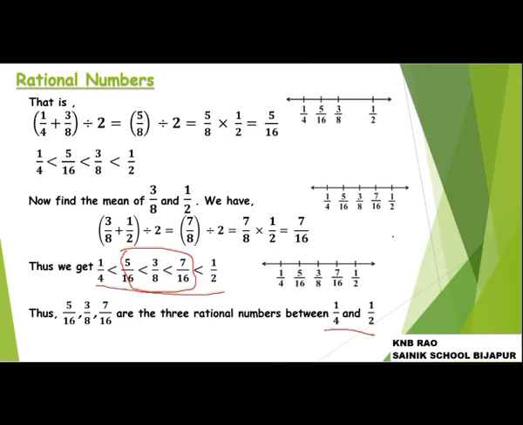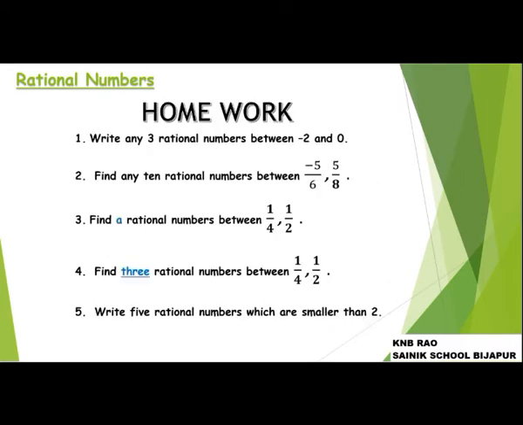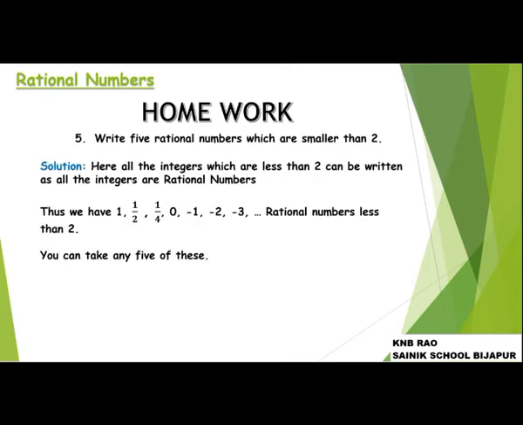Now, the last question which I gave you as homework was: write 5 rational numbers which are smaller than 2. See children, it is very easy. Write 5 rational numbers which are smaller than 2. Can be answered.